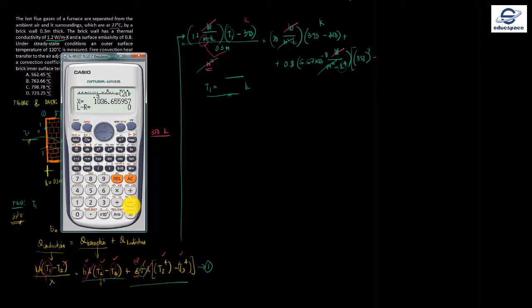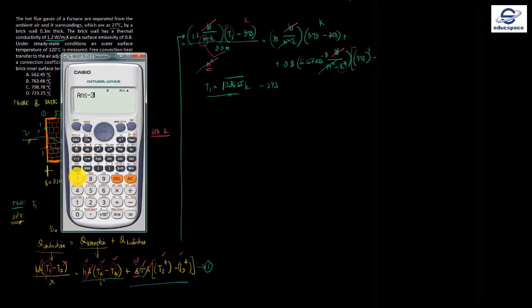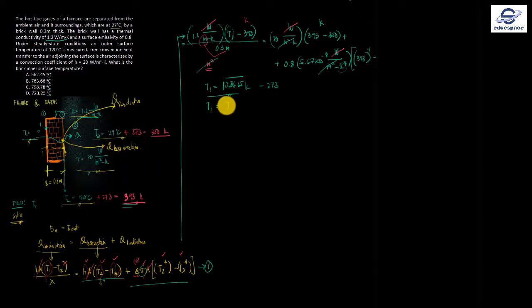So for x, we have 1036.65 Kelvin, but take note, we can simply subtract 273, so minus 273, and you have 763.66. That is T1, basically, 763.66 degrees Celsius. So the answer is letter B.